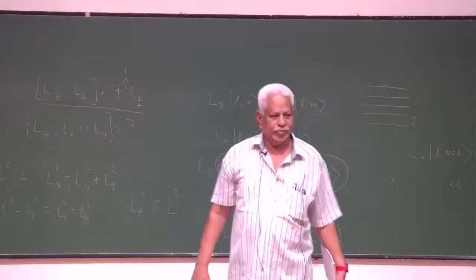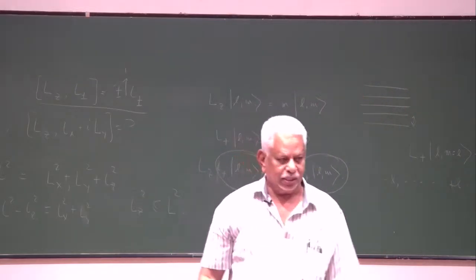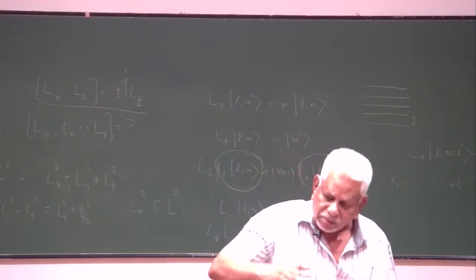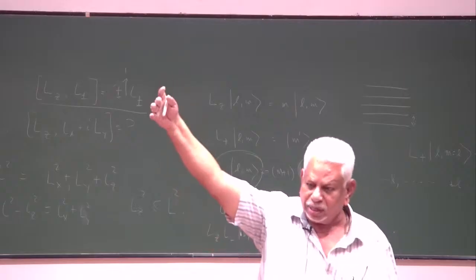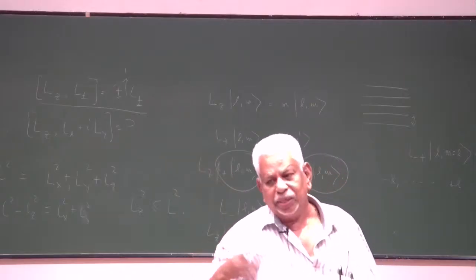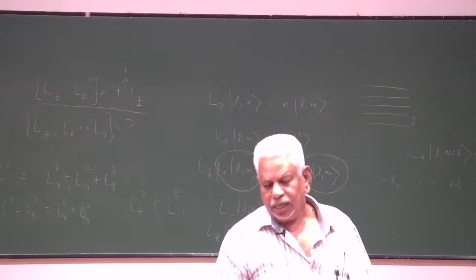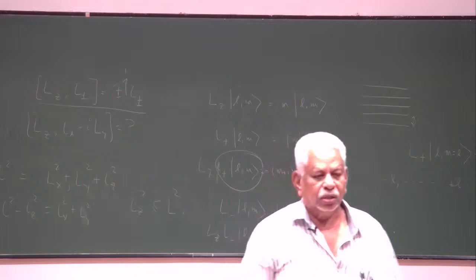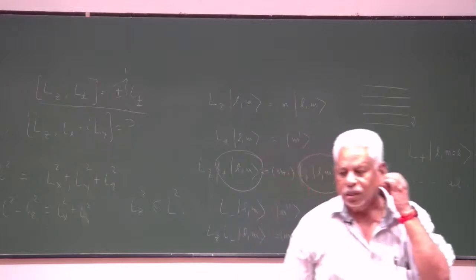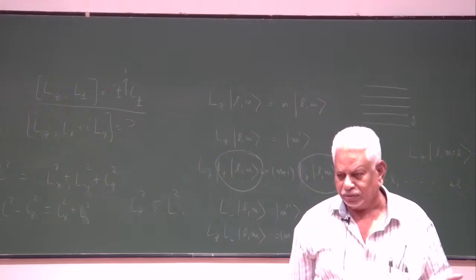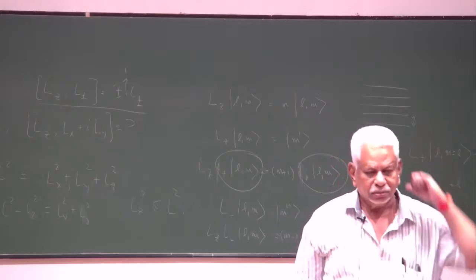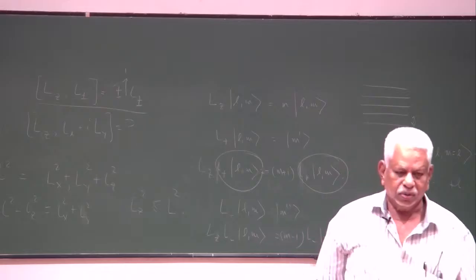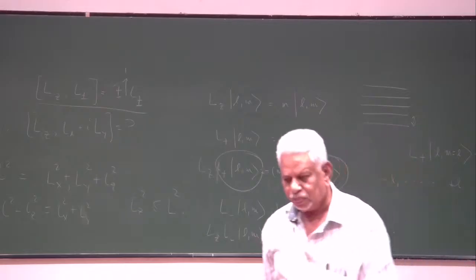The m value will go from minus L to plus L. You start anywhere in between, acting by L plus again and again, you will go to the highest value. Acting again and again by L minus, you will go to the lowest value. If they are integers, the number of values will be 2L plus 1. Take any number 5, you start from minus 5 to plus 5, how many integers are there? That is all, 2L plus 1, as simple as that.